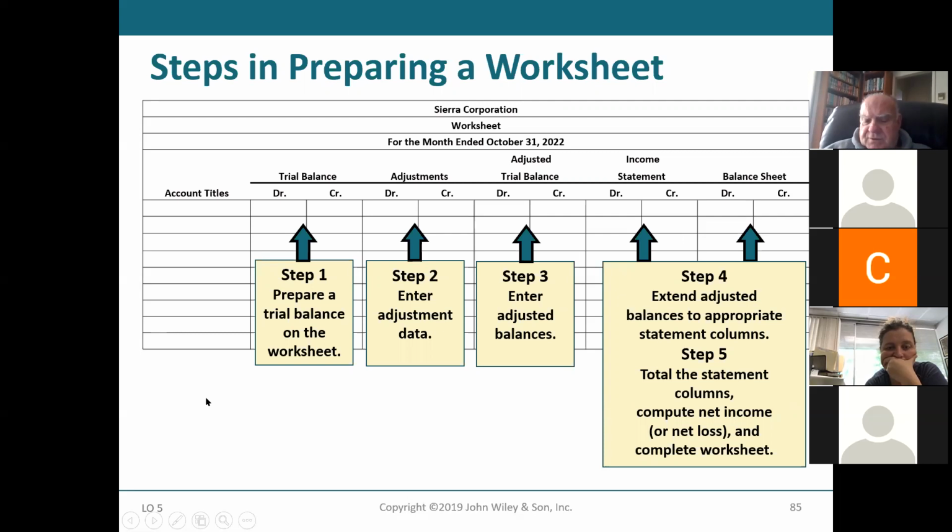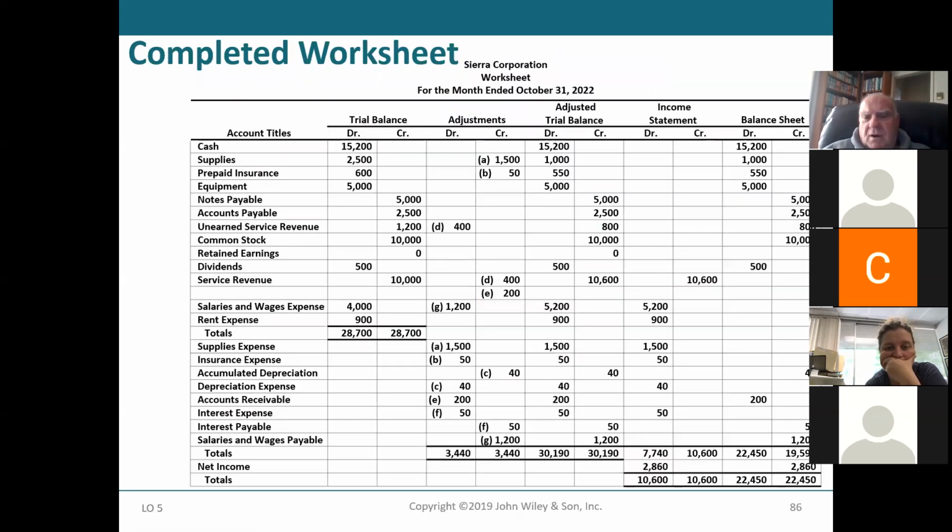Okay? So let's divide and conquer as always. Oh my goodness, look at that worksheet. But again, we cut it down into bits and pieces. It's not that bad. Here's your trial balance. It's given, right? We already have this. Now we did adjusting journal entries. We found out that we had $1,500 of supplies expense, right? So we debit supplies expense and we credit supplies. That was journal entry A.